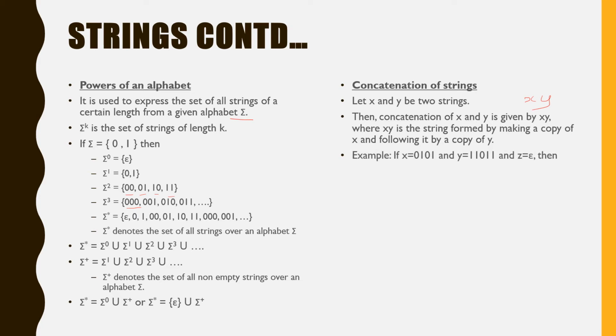So if x is equal to 0 1 0 1, and y is equal to 1 1 0 1 1, and z is equal to epsilon, then xy is equal to, first all those characters in x followed by all those characters in y. yx will be the reverse of it. xz will be equal to zx will be equal to x, because z is epsilon here, you will be yielding the same x.